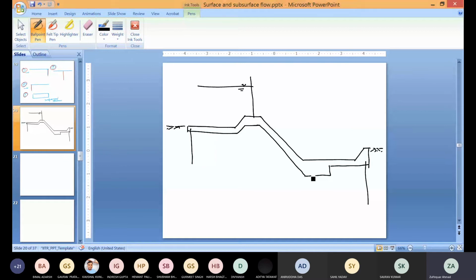See here, the upstream sheet pile is here. This is the upstream sheet pile. Just one. Let me draw. You see an intermediate pile also. Okay, so this is the upstream sheet pile. This is the intermediate sheet pile.